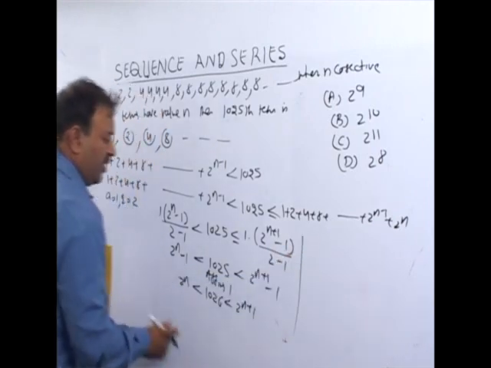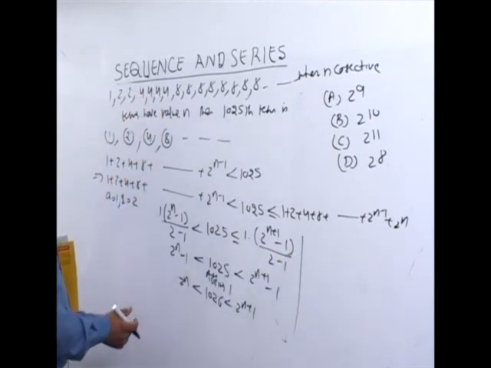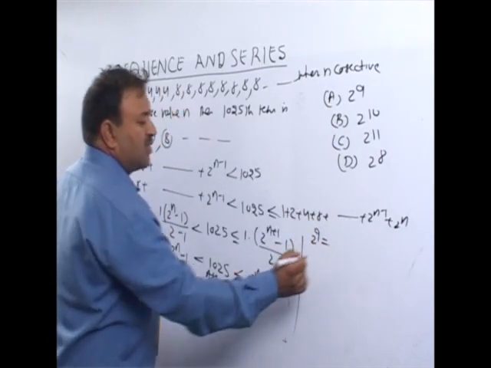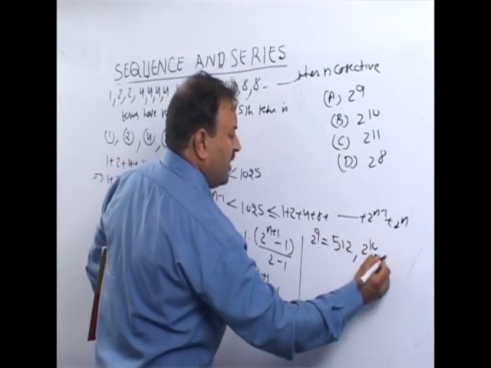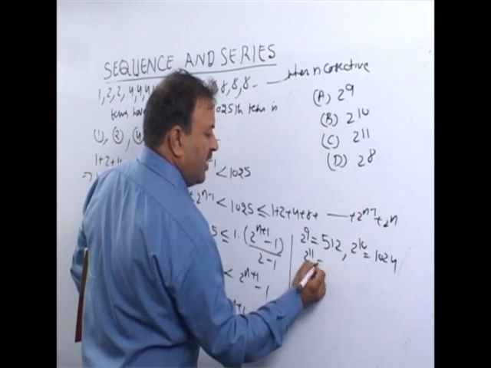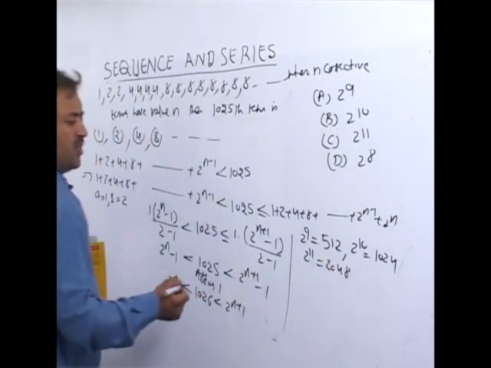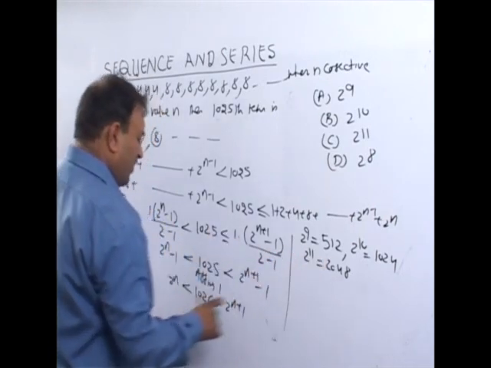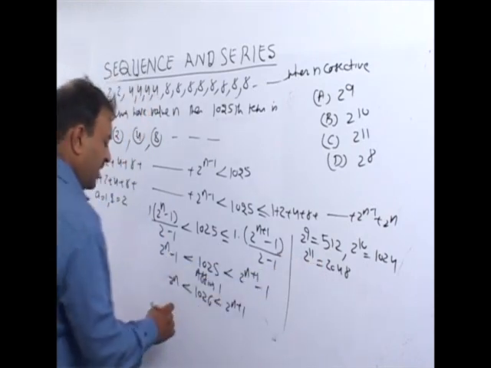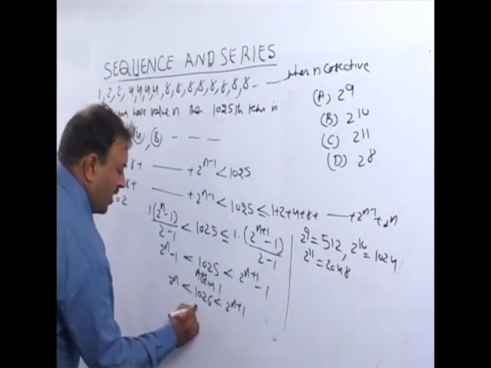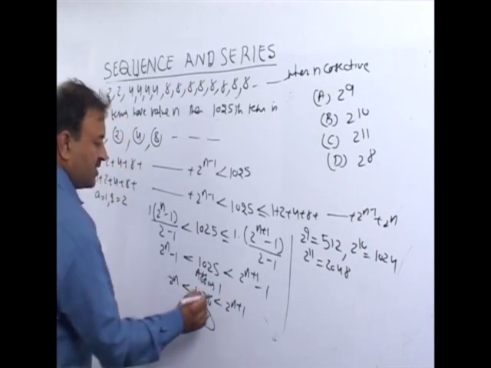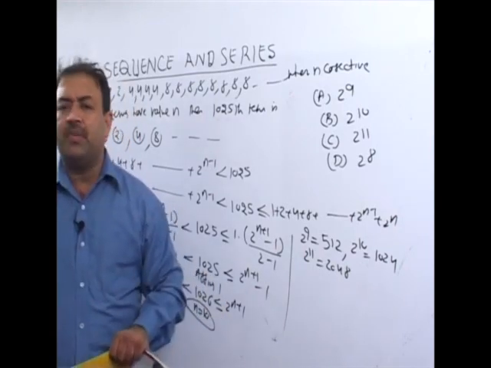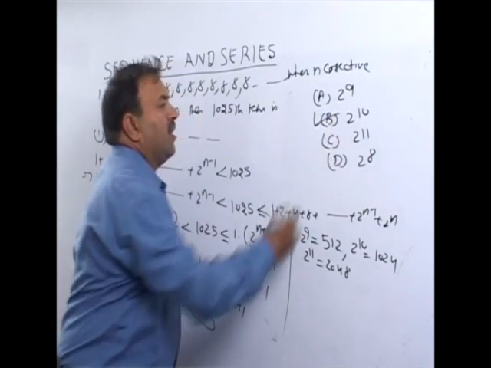Now what will we do? We apply it. Now let's see which options satisfy. We know that 2 to the power 9 is 512, 2 to the power 10 is 1024, and 2 to the power 11 is 2048. So 1026 lies between these, and from here I can conclude that n comes out to be 10. The right option is 2 to the power 10.